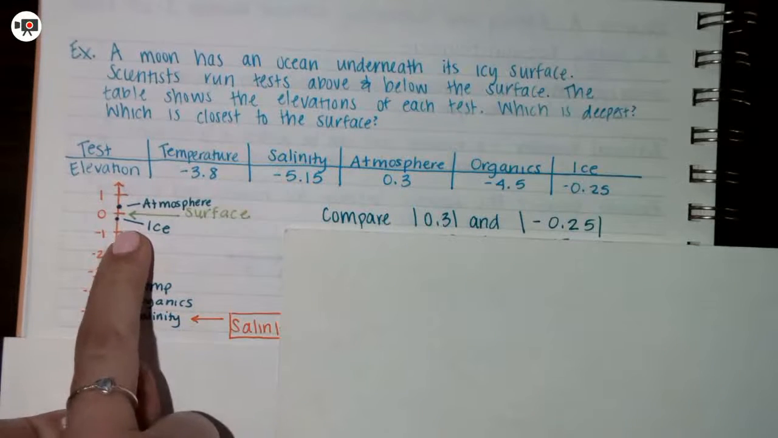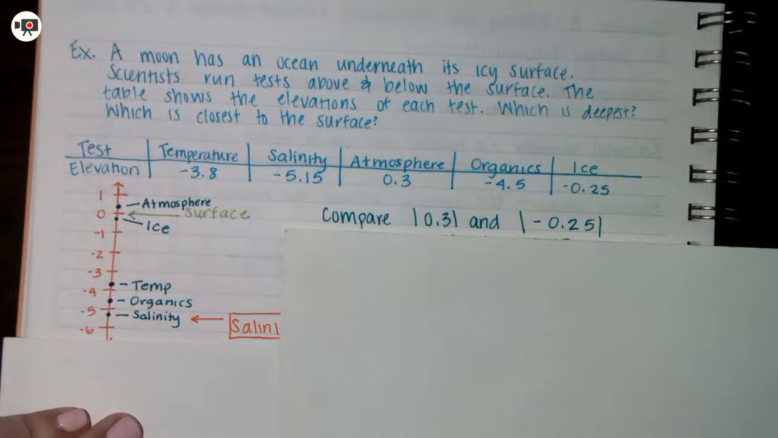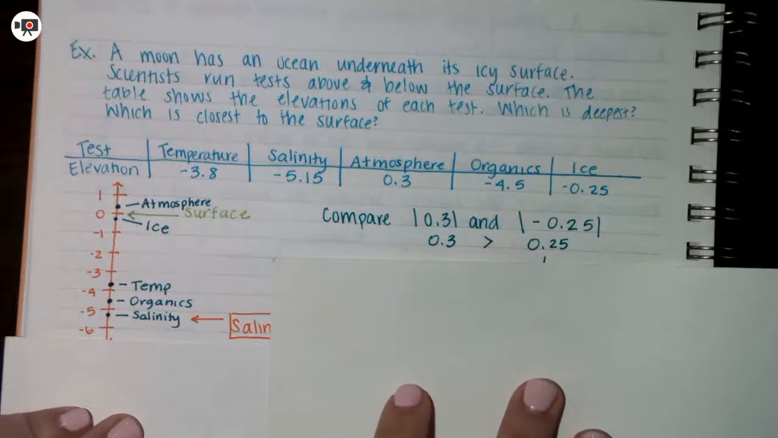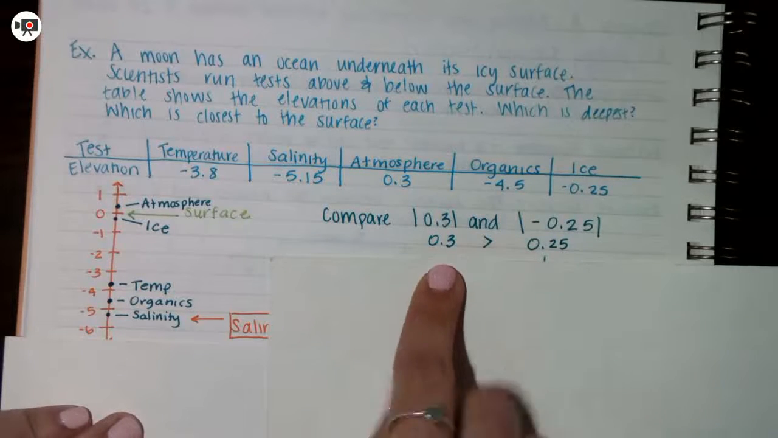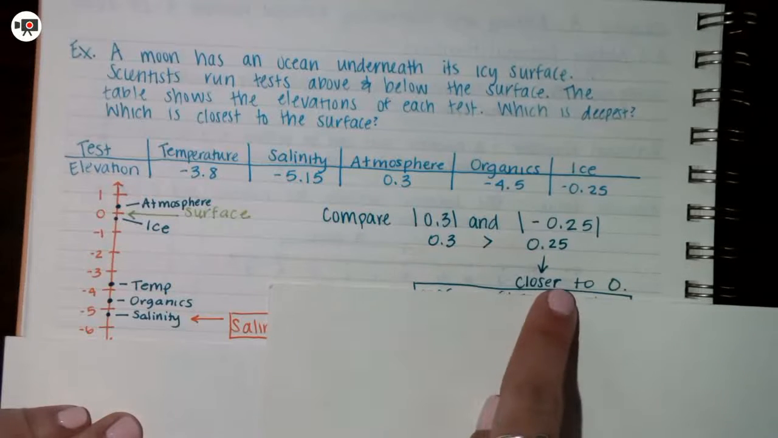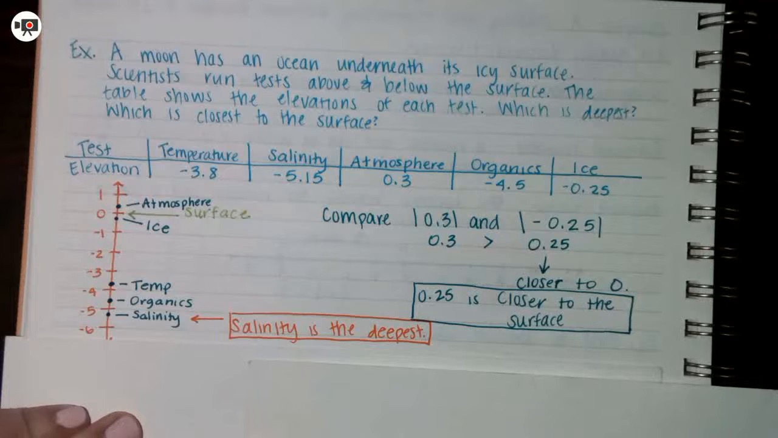Now, to find out which one is closer to the surface, which one's closer to 0, I'm going to find out which one has a smaller absolute value. So I'm going to compare their absolute values. So it's 0.3 and 0.25. So 0.3 is bigger, but I'm looking for which one is closer to 0, and that's 0.25. So that one is closer to the surface.